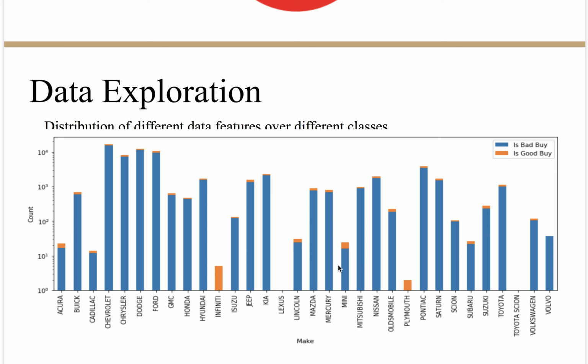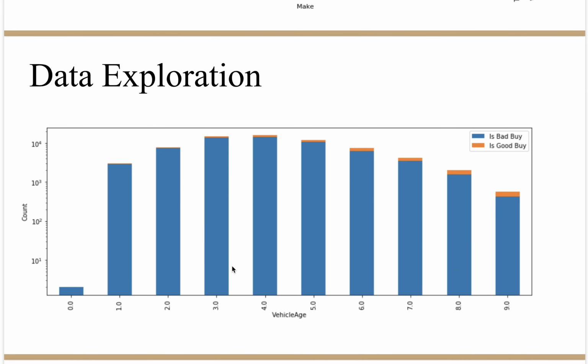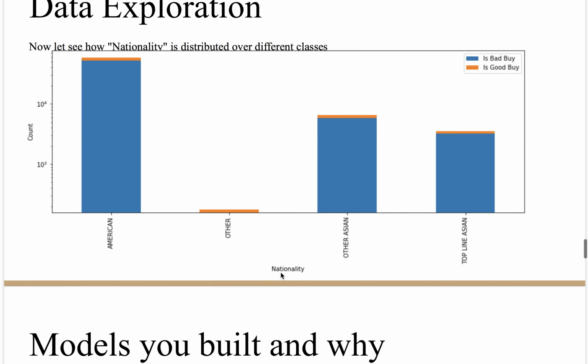We can have some exploration over the features, and we can see the distribution of a feature called make over different classes. We can see that first of all, the number of cars in each category is not the same, or even similar. And we can see that, for example, for some cars like Volvo, almost all of the cars were bad buys, and for some cars like Infiniti, almost all of them were good buys. We have another data exploration for the vehicle age, another one for the size of the car, and another one for the nationality of the car.